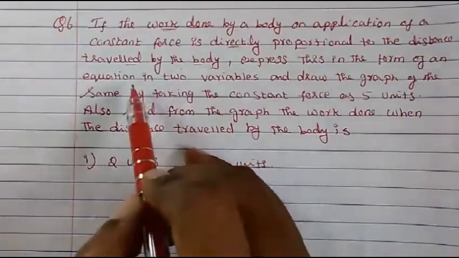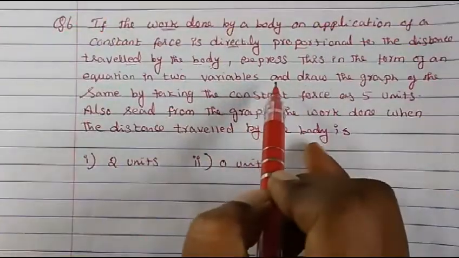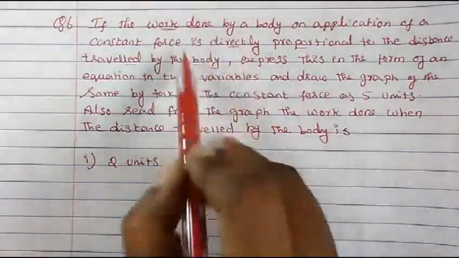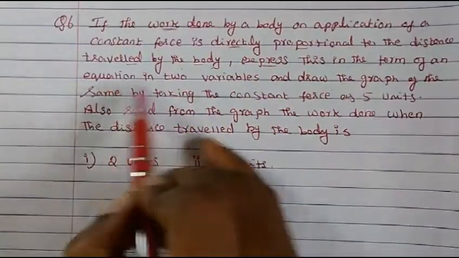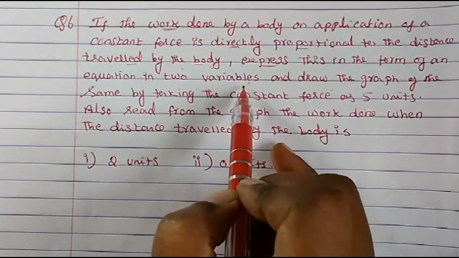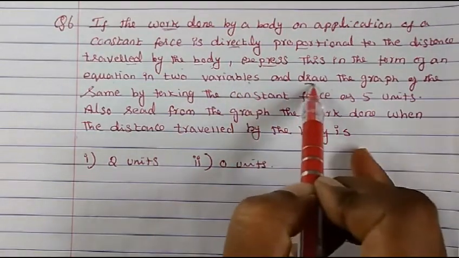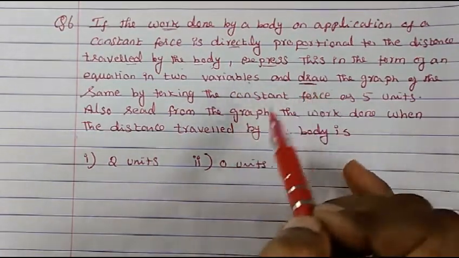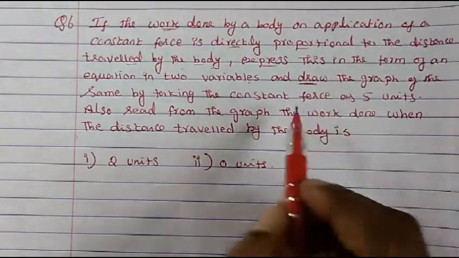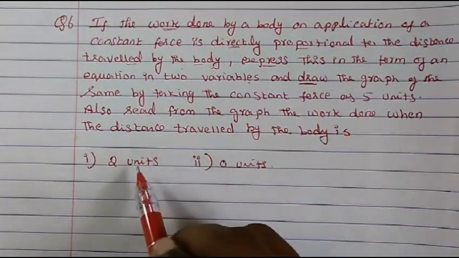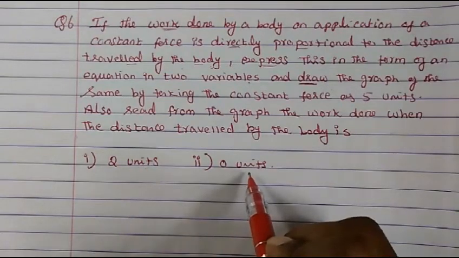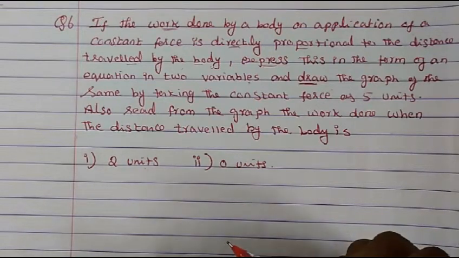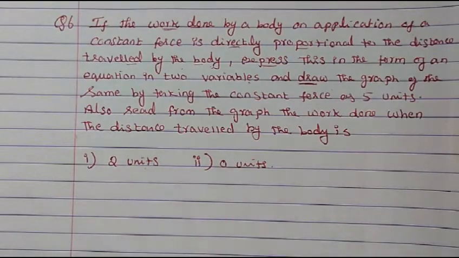So this we have to express in the form of an equation in two variables. This statement which is given to us, we have to express in the form of an equation in two variables. And after writing the equation, we have to draw the graph. And after drawing the graph, we have to find out when it travels 2 units, how much work is being done, and when it travels 0 unit, how much work is being done. So when I am solving the sum, you will be able to understand.